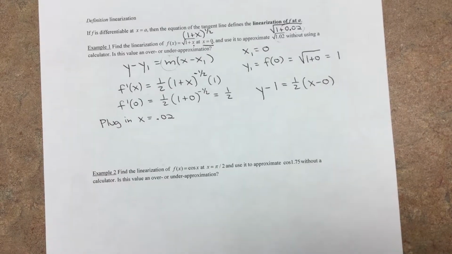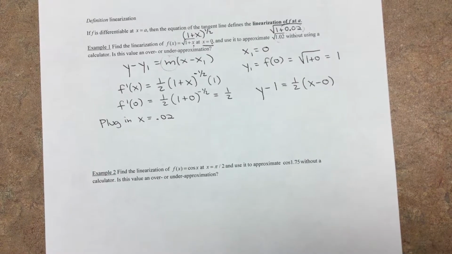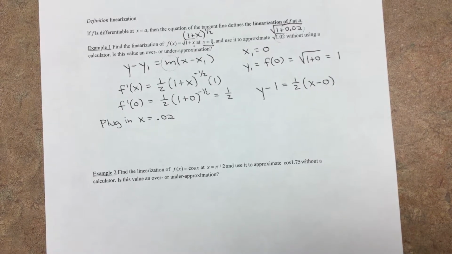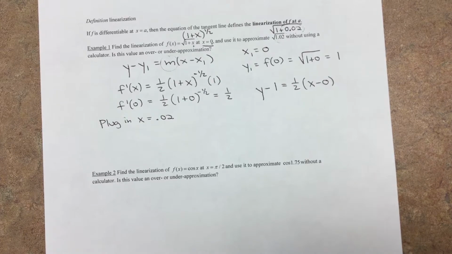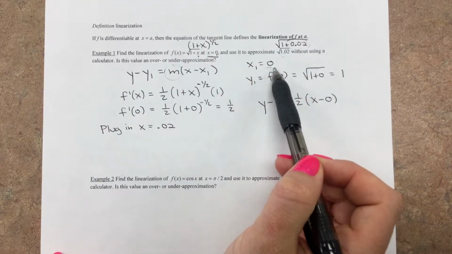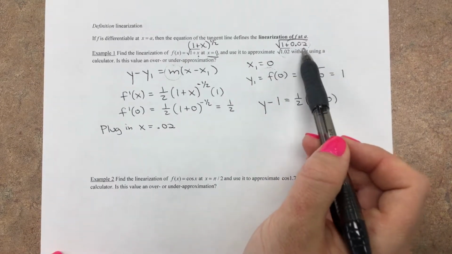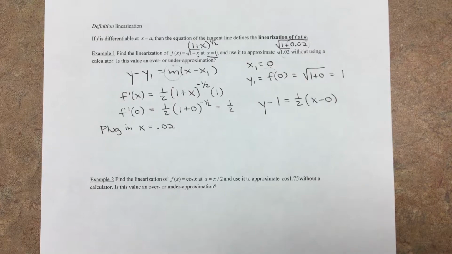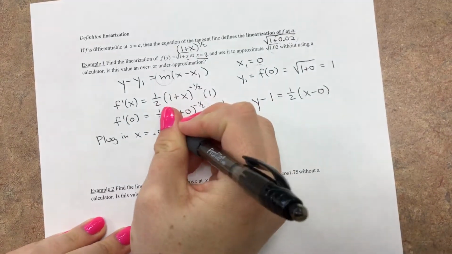And then, at the very beginning of the video, we talked about how if you're really, really close to that point of tangency, the tangent line will have almost the exact same value as the actual curve, right? So the tangency point was 0. If we're trying to plug in 0.02, that is very close. That's 2/100ths of a point away. So it should be pretty accurate. So we're going to plug in the 0.02 into our tangent line.